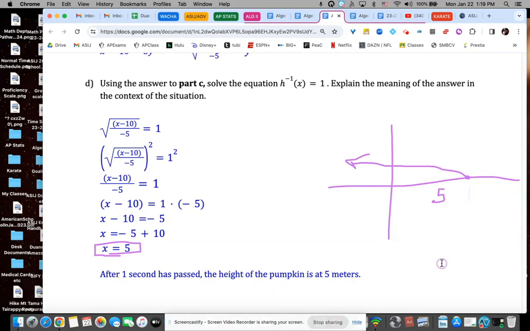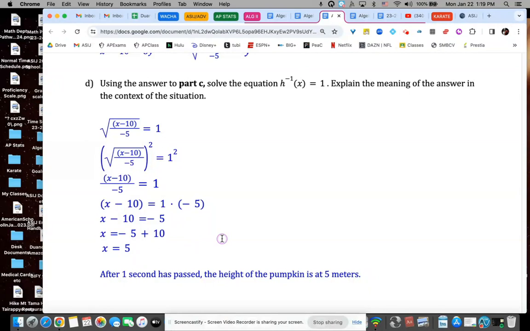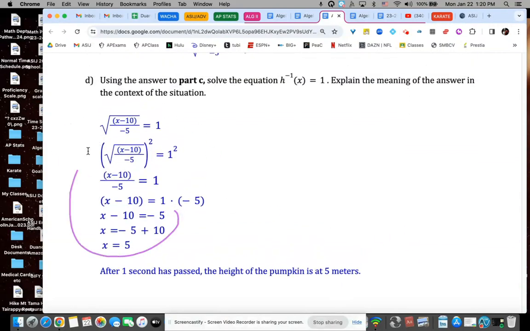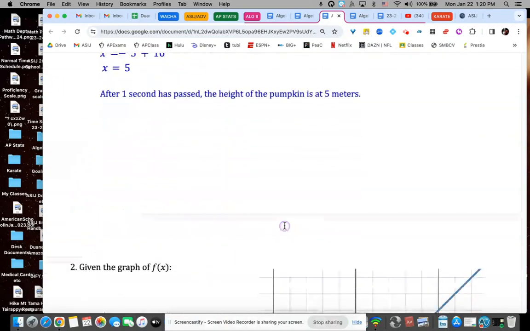So on a graph, it's just looking for the intersection between two equations. Algebraically, you need to be able to solve these and show us how it's done algebraically. So you need to be able to do both graphs and equations. Contextual wise, remember this was the inverse. So the 1 is in seconds because the inverse is equal to it. So that's seconds. And then the height is what you solved for, 5 meters. So after 1 second, the height was at 5 meters. Okay, that's the part you really need to focus on, solving algebraically.